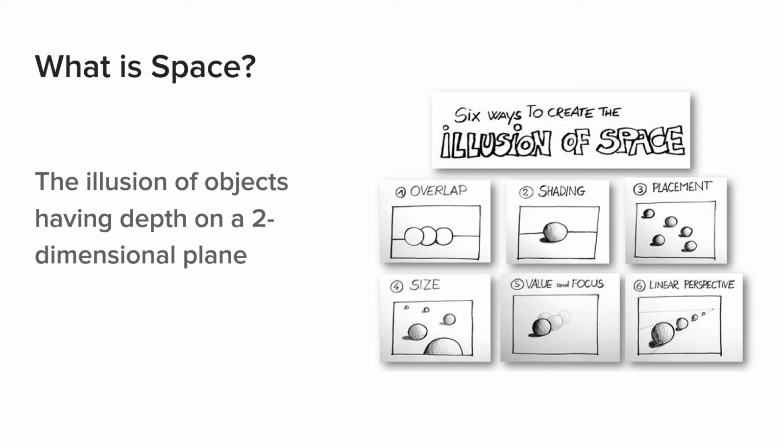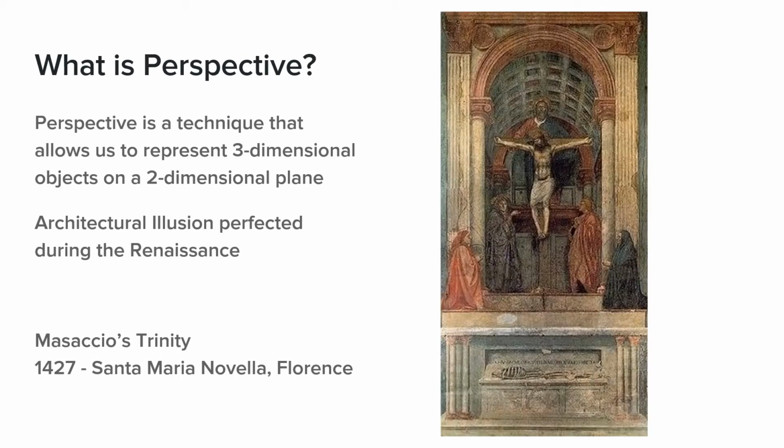So here there's a little illustration talking about different ways to create the illusion of space through overlap, adding value, the placement, size, focus. But what we're going to talk about is the one down here, number 6, linear perspective. All right, so perspective is a technique that allows us to represent three-dimensional objects on a two-dimensional plane.